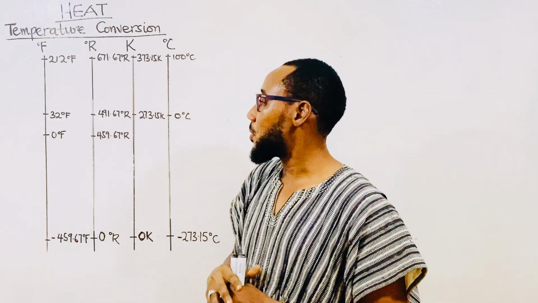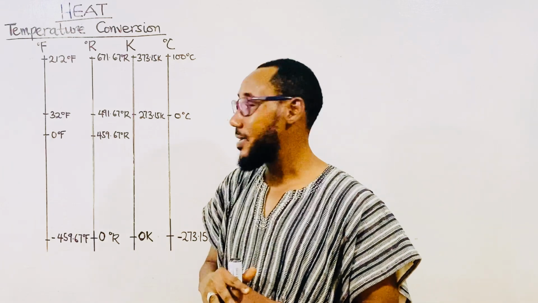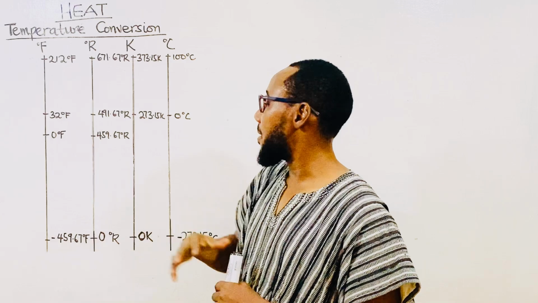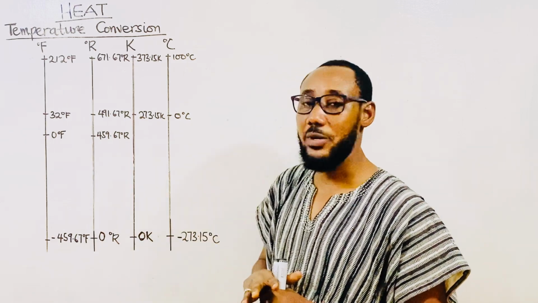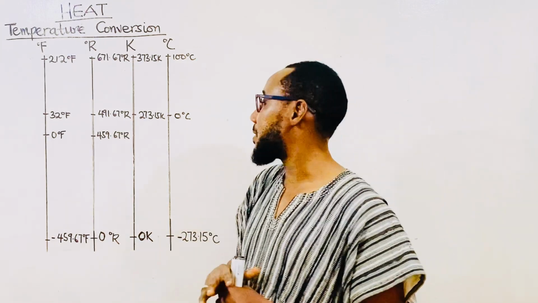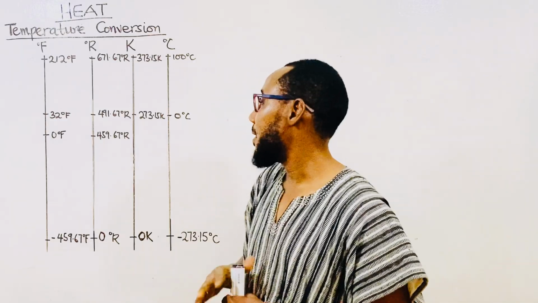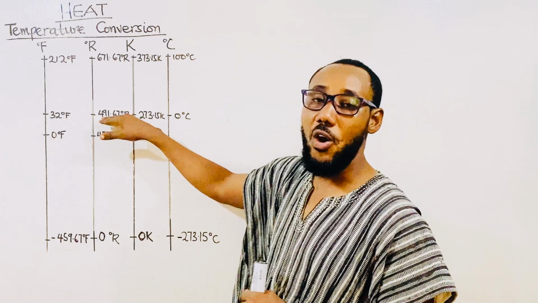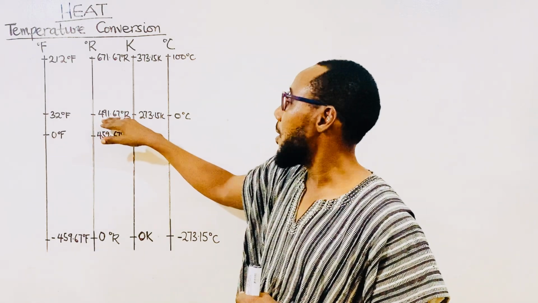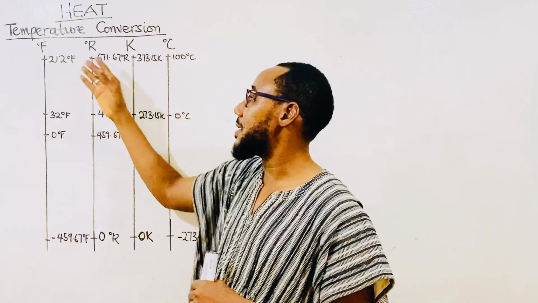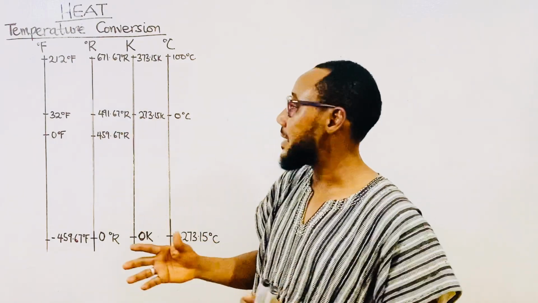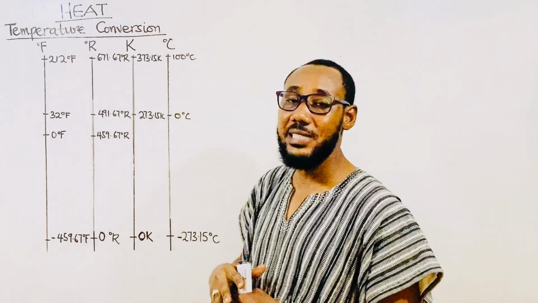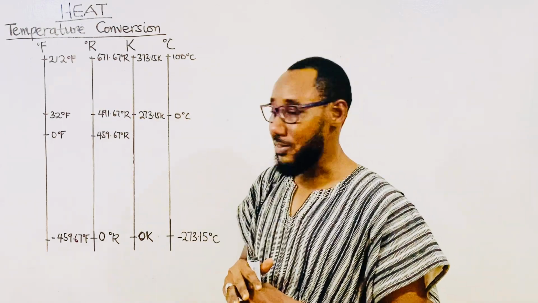Now the lower fixed point on the Fahrenheit scale is 32 degrees Fahrenheit. So if we add that to the temperature that corresponds to 0 degrees Fahrenheit on the Rankine scale, which is 459.67 degrees Rankine, we are going to get 491.67 degrees Rankine. All right, so 491.67 degrees Rankine is the lower fixed point on the Rankine scale. It has the same fundamental interval as the Fahrenheit scale, which is 180. If we add that to 491.67 degrees Rankine, we are going to get 671.67 degrees Rankine.